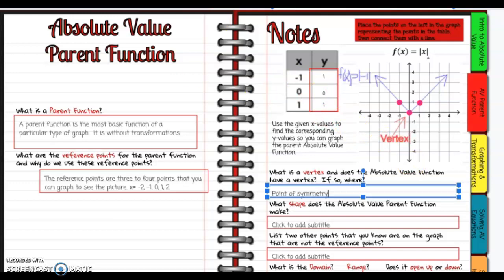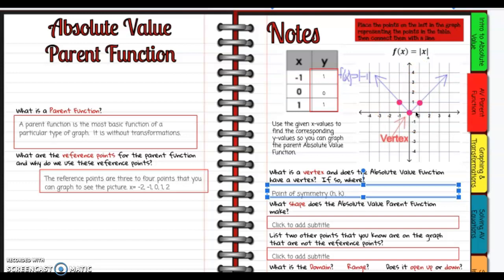Okay, again, it is the point of symmetry, so each side around that vertex is symmetrical. Now in absolute value, and actually any function, we always call our vertex h comma k. So you're going to see that if I had to move this function to the left, right, up, and down, that vertex is going to move with it.